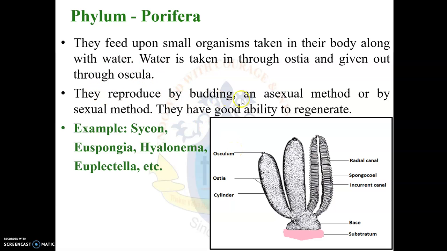They reproduce by budding, an asexual method, or by a bisexual method. They have good ability to regenerate also. Few more examples of phylum Porifera are Scypha, Euspongia, Hyalonema and Euplectella, etc.